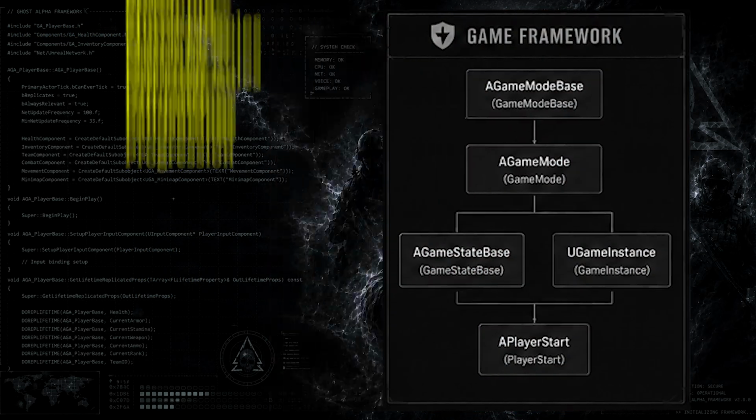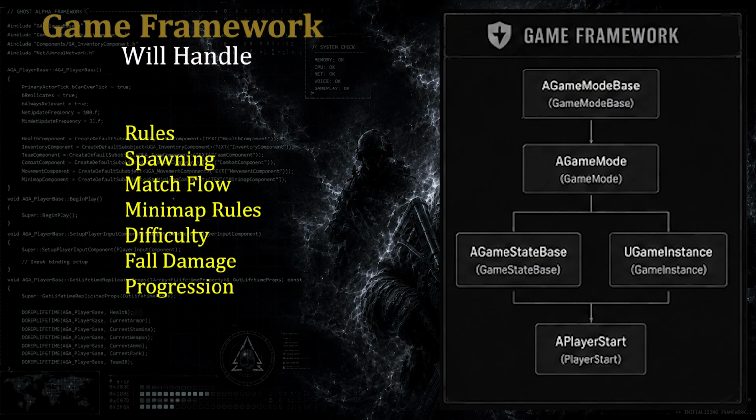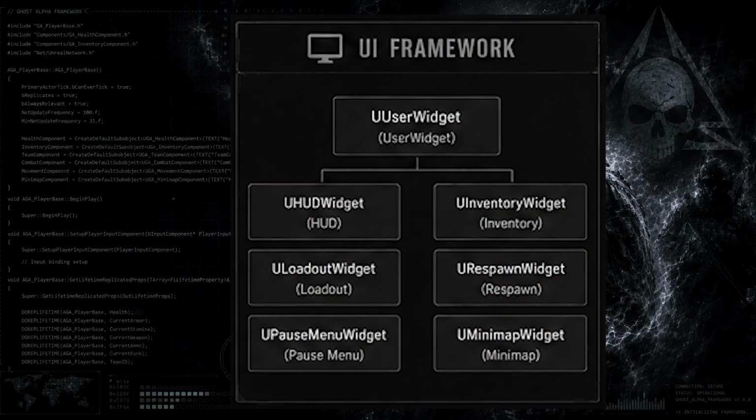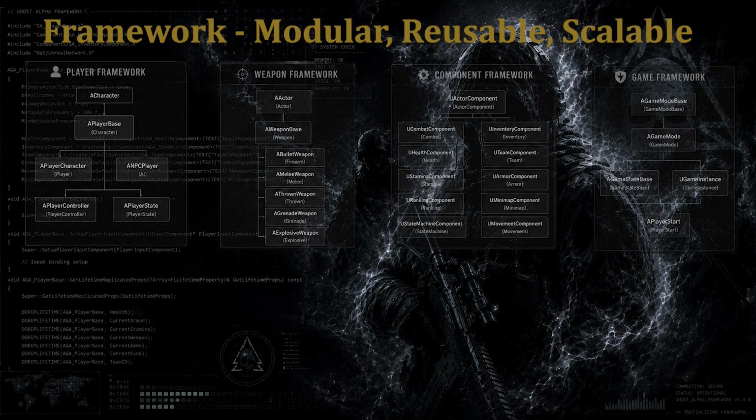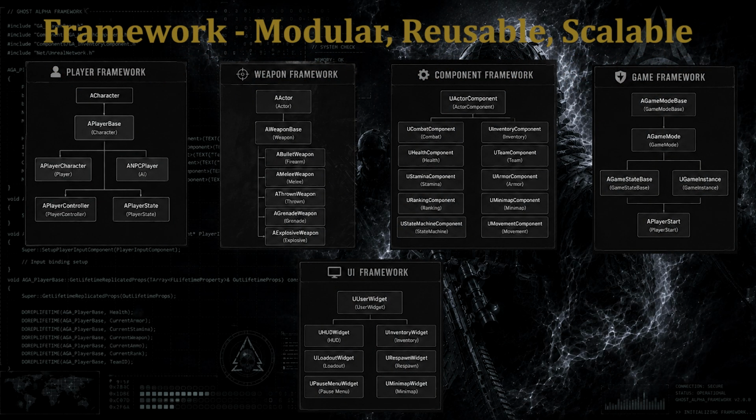Game system classes will handle rules, spawning, match flow, minimap rules, difficulty settings, fall damage, and progression systems. Our UI classes will handle HUD, inventory, loadouts, minimap, and respawn screens. This structure keeps the framework modular, reusable, and scalable.